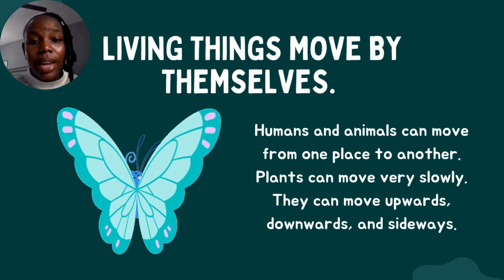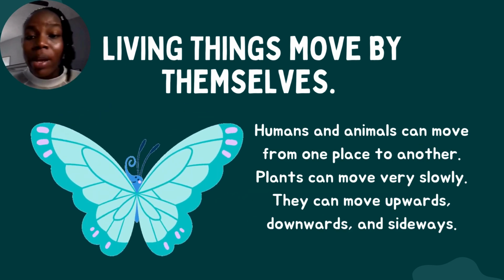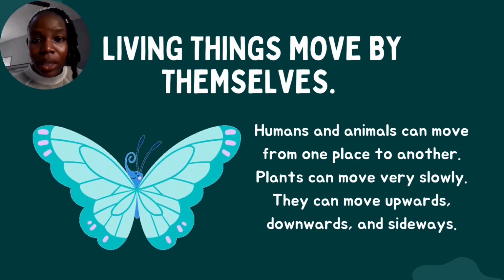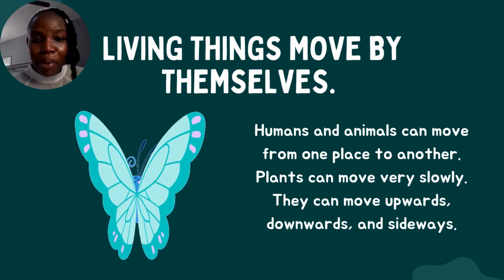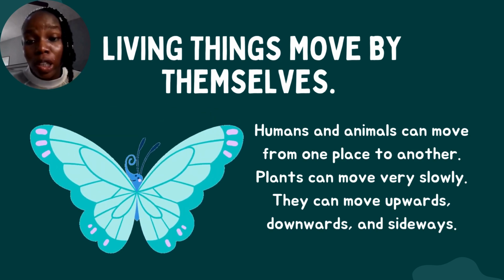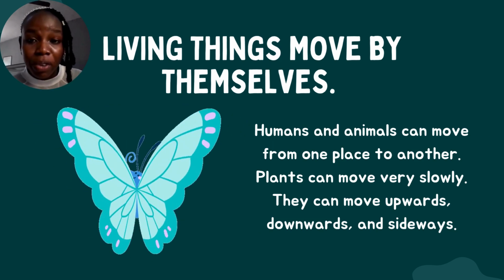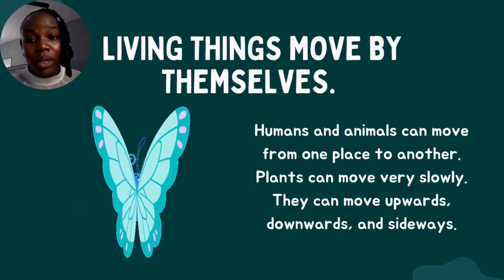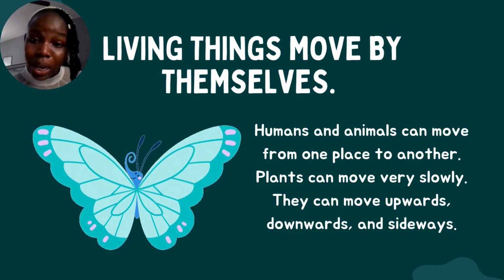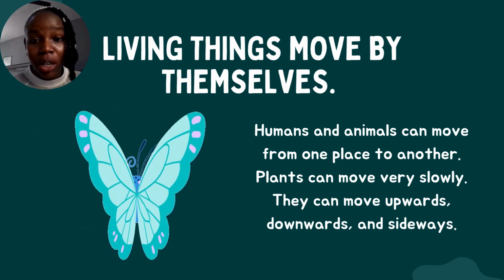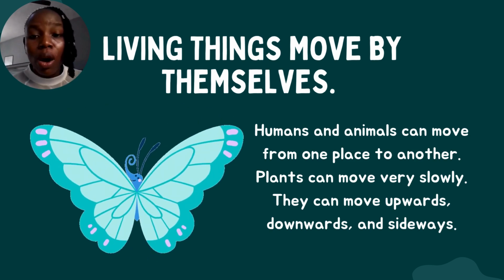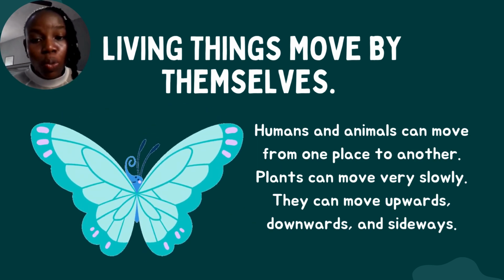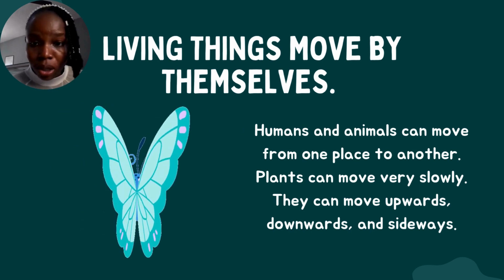Another characteristic is that living things move by themselves. Humans and animals can move from one place to another. Movement is the ability to go from one place to another. Plants can move, although their movement is quite slow. They move very slowly, and it may not be obvious, but they move. They can move upward, downward, even sideways. So plants move just like animals do. You can see the butterfly on your screen moving itself. The ability of living organisms to go from one place to another is what we call movement.